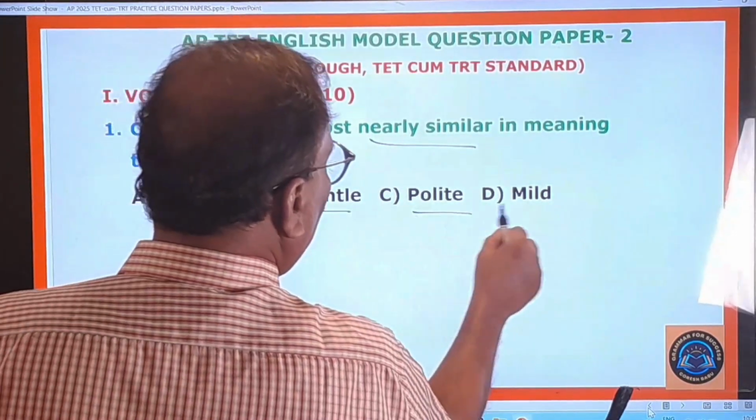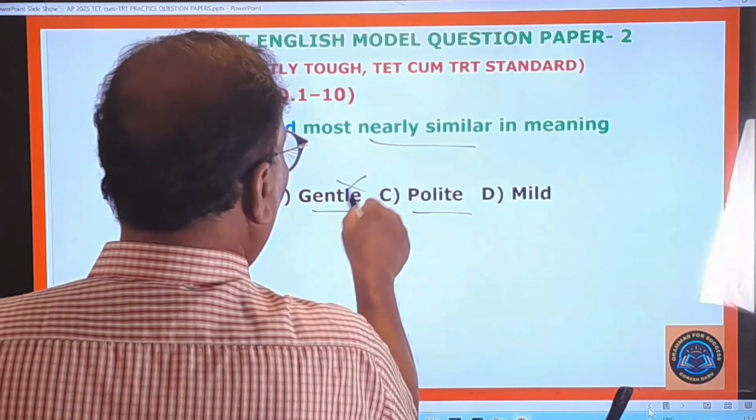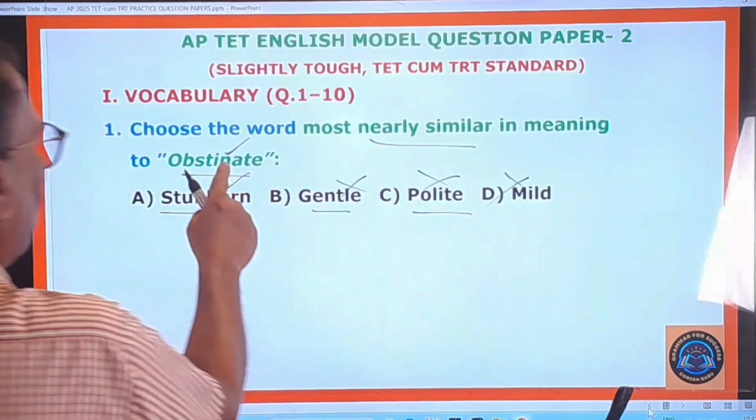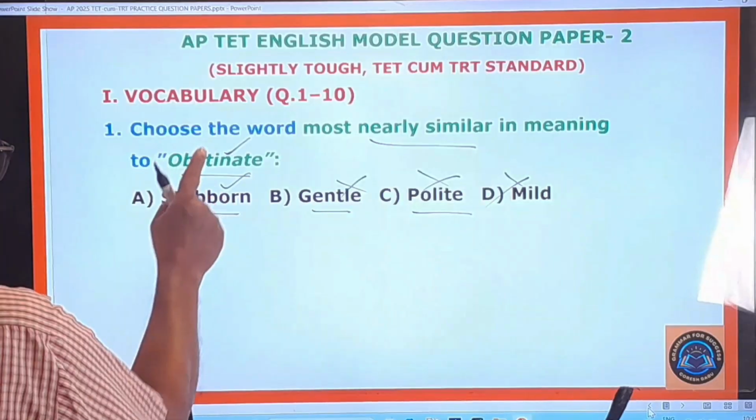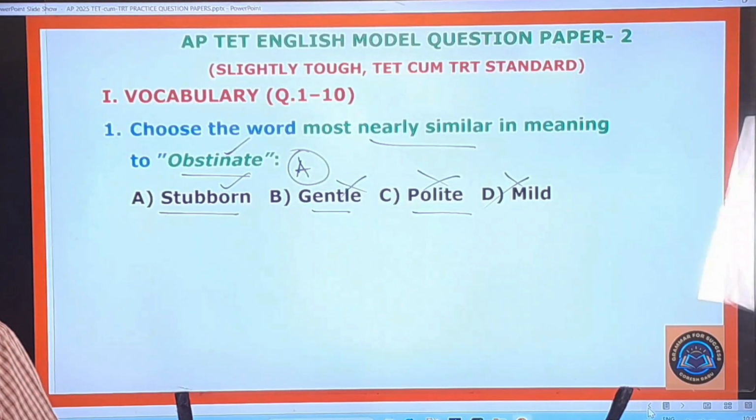Gentle, polite, mild. So these are not the right ones. So the synonym for this obstinate is stubborn. So your answer is going to be A, right? And you go to the next question.